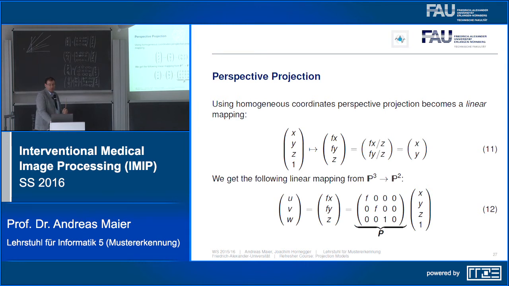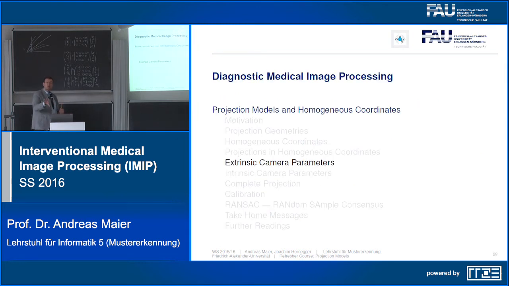Nice. So far, we have only considered a camera that was aligned with the camera coordinate system. So our coordinate system was always fixed. It was always fixed to the z-axis. So we were not able to look into a different direction.